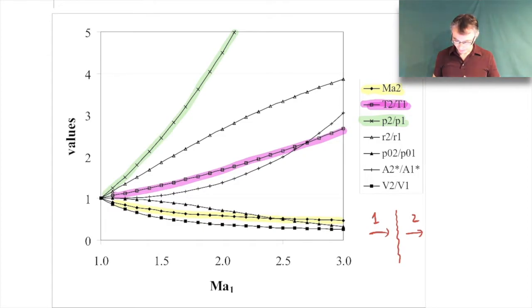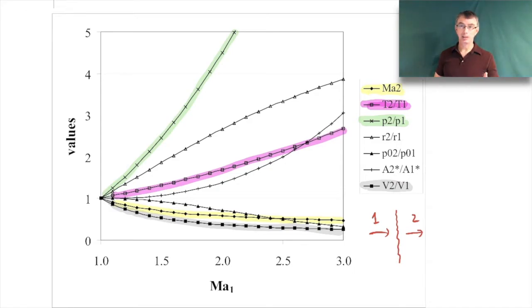The velocity, those are the black squares. Let me highlight that one in a different color. Let's use gray for that. So the velocity goes down across the shock wave. So it's kind of like the Mach number. The Mach number decreases across the shock wave. The velocity also decreases across the shock wave.